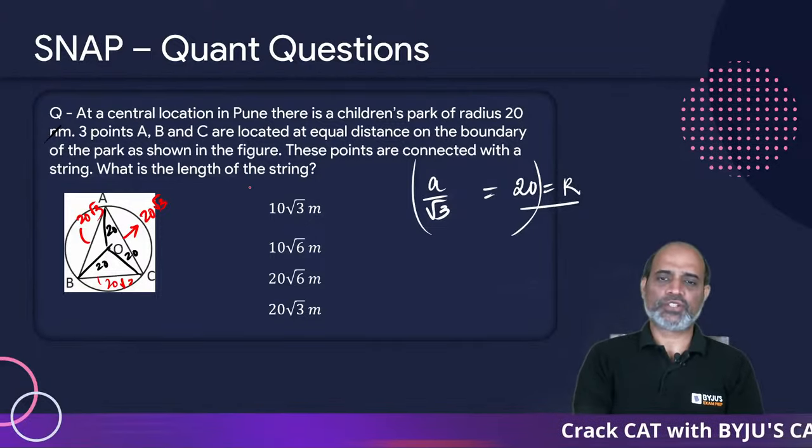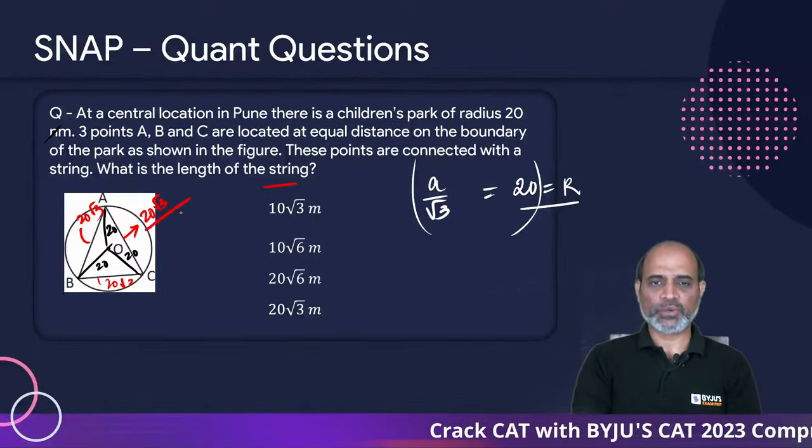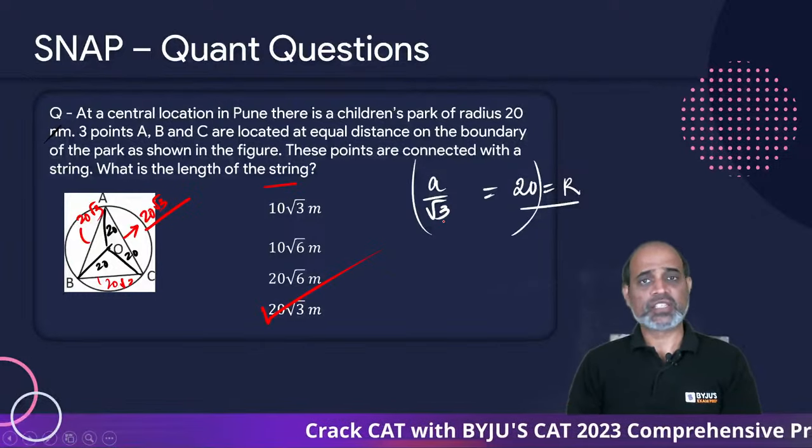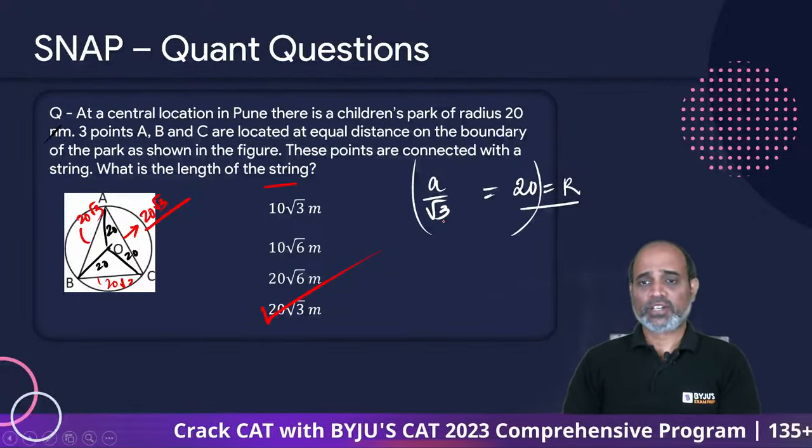Okay, we just need to know the length of this string. So 20 root 3, there is only one option. So do this. 60 root 3 is not in the option, isn't it?